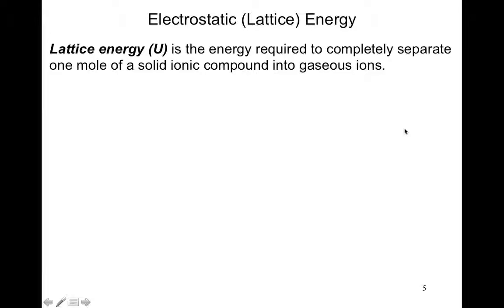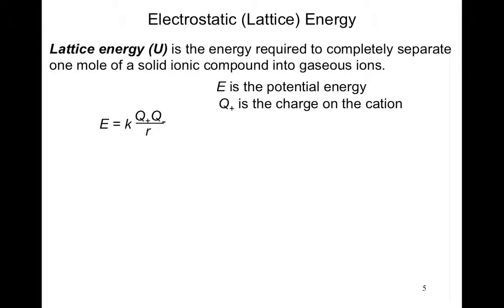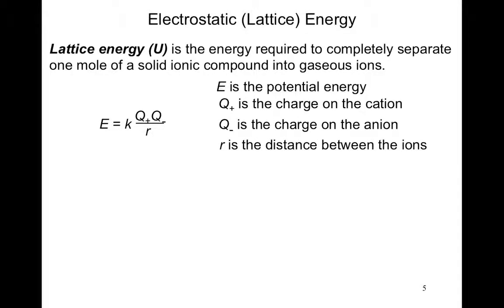Lattice energy is the energy required to completely separate 1 mole of solid ionic compound into gaseous ions. For the physics nerds in the class, you'll notice that this equation is the same as measuring electricity across a distance, which is kind of cool. Charges over radius, which is neat. So E is potential energy, Q plus is the charge on the cation, Q minus is the charge on the anion, R is the distance between the ions, and K is a constant.